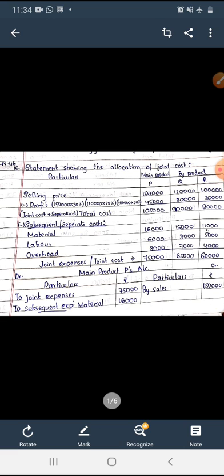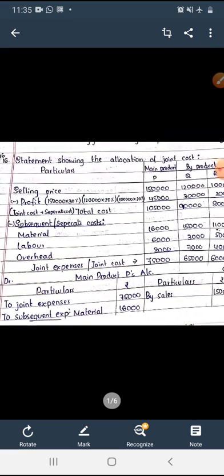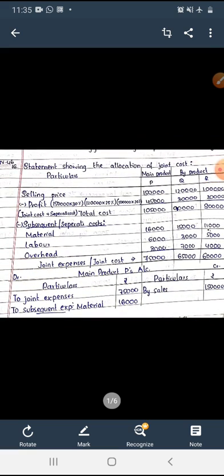Now see, this is the question. We have to apportion the joint cost of production and prepare the necessary accounts. First we'll start with the statement showing the allocation of the joint cost. First, we have to write the selling price. Here P is the main product, Q and R are the byproducts.